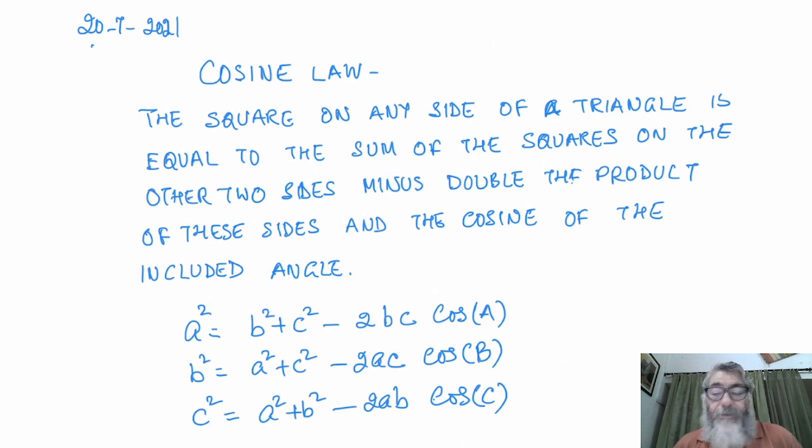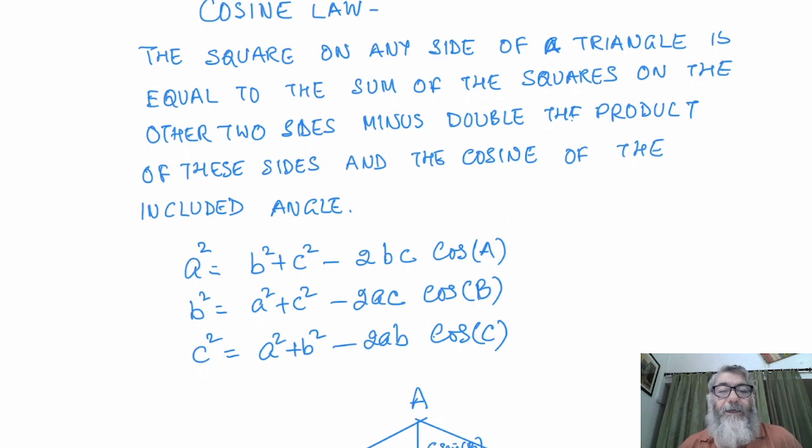What does it mean? Mathematically, I have taken a side, a square. A square will be equal to b square plus c square, where A is side BC, small b is side AC, and small c is side AB. So if I take A square, A means side BC.